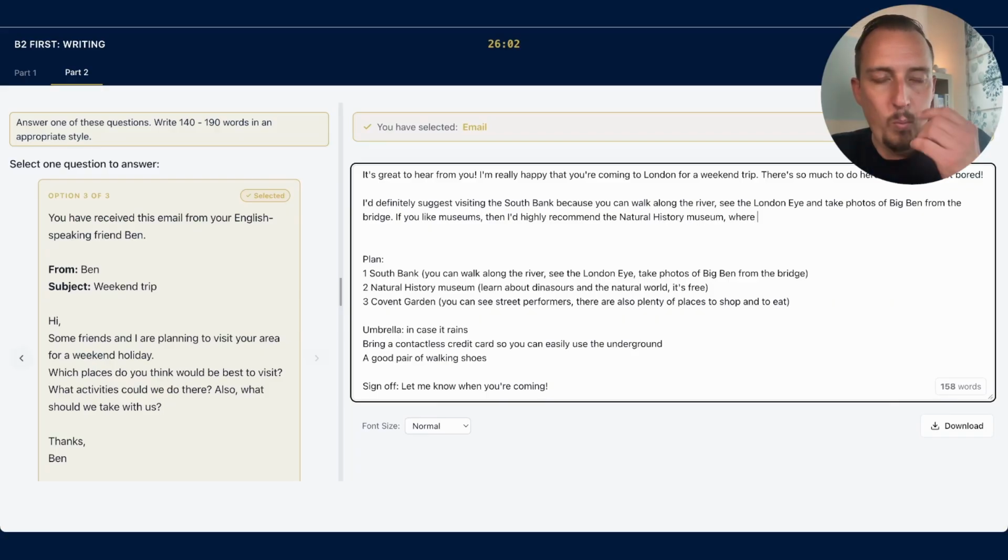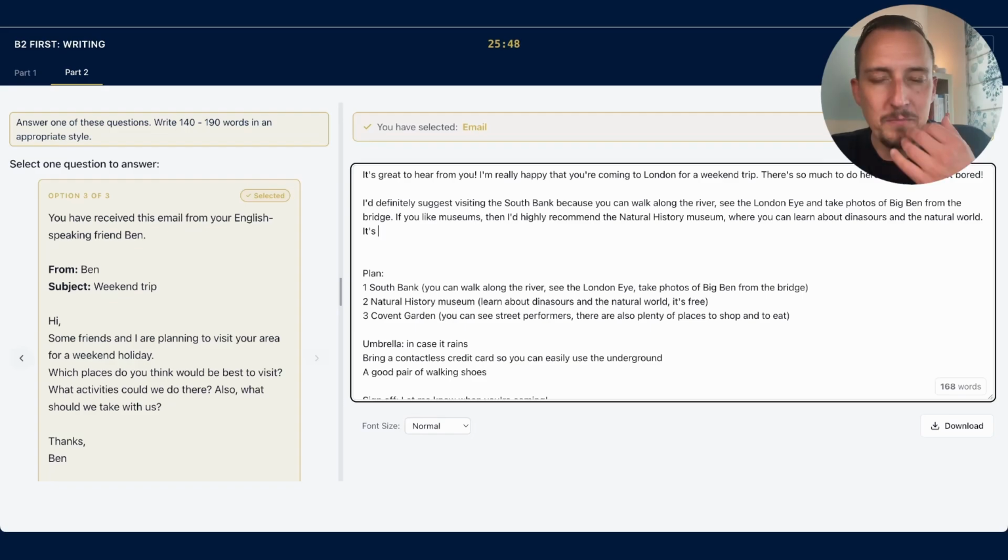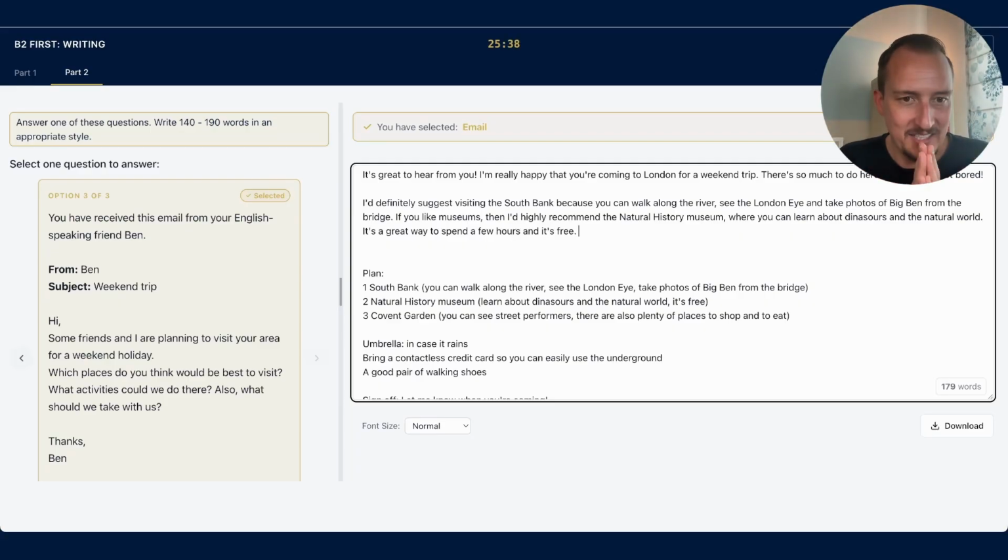And let's bring in where you can learn, and what did we say? Learn about dinosaurs and the natural world. What about adding something like, it's a great way to spend a few hours and it's free. You can add to the language, but that's a nice way of saying it. It's a great way to spend a few hours.